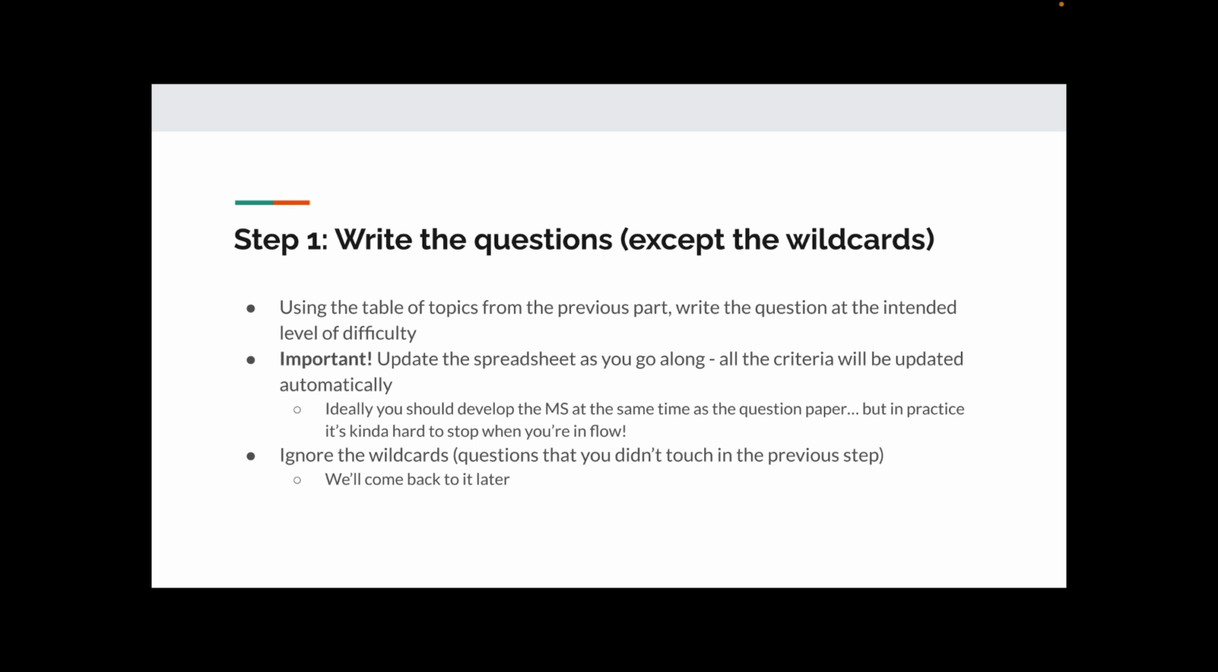It is perfectly fine to change your mind or to include more topics than you anticipated, aka the topics that you decided in the previous part are not set in stone. However, don't add too many twists or an easy question will not be easy anymore. So keep that in mind. I also mentioned last time that we have some wildcards, aka questions that you did not touch in the previous step. Just leave it blank. We will come back to it later.